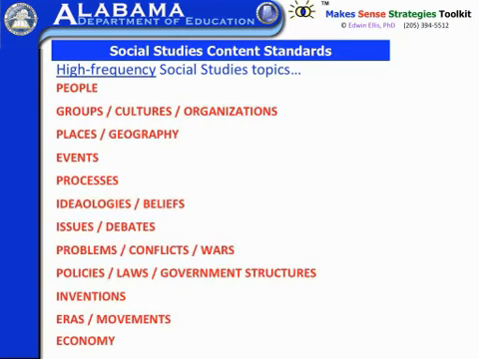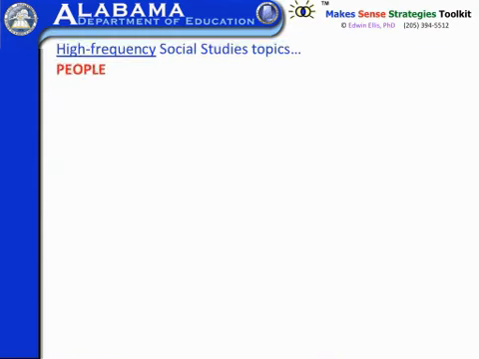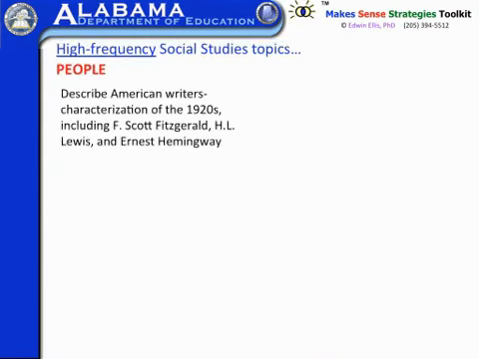And basically, virtually every social studies lesson is highly likely that it's going to be mostly about one of these topics. And so what the graphic organizers in Make Sense are designed to do is really target the essential understandings related to those topics. And so we're going to be taking a look at how those are manifested in some of the standards. So for an example, one of the content standards for history, 9 through 12, is describe American writers' characterization of the 1920s, including Fitzgerald, Lewis, and Ernest Hemingway.